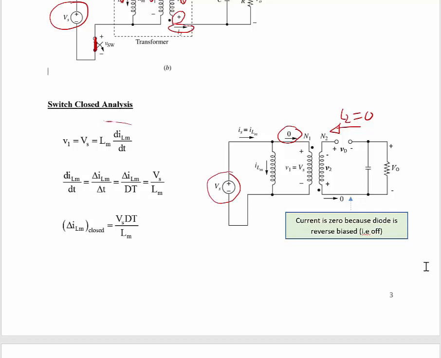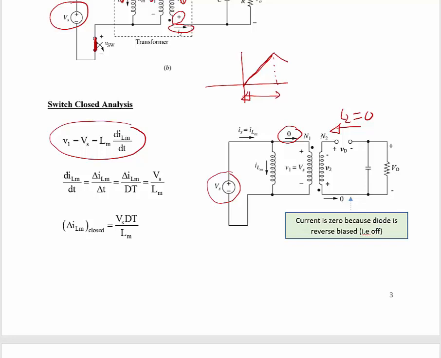So if we use the inductor law, it tells us that the current in ILM is going to continue to increase until we open the switch. So this is what we are going to have: the current flowing in the magnetizing inductor increasing linearly when the switch is closed. When the switch opens, the current is going to start dropping.